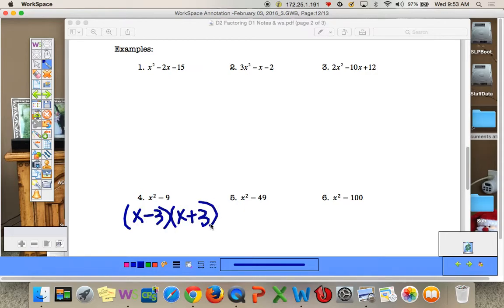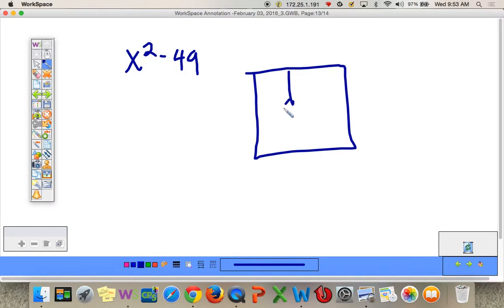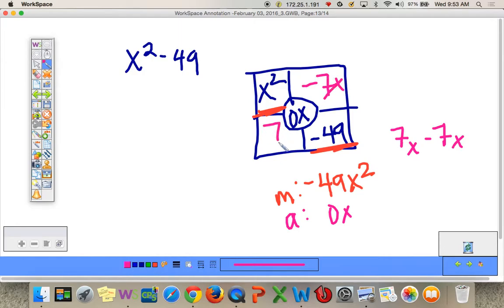All right, the next one is x squared minus 49. So x squared minus 49, let's put that in our box. Again, there's no x term, so I'll put 0x. This is x squared, this is negative 49. We want two things that multiply to negative 49x squared that add to our middle, which is 0. Factors of 49 could be 7 and negative 7, and they add to 0. So I'm just going to put my x, and this will be a negative 7x, 7x.